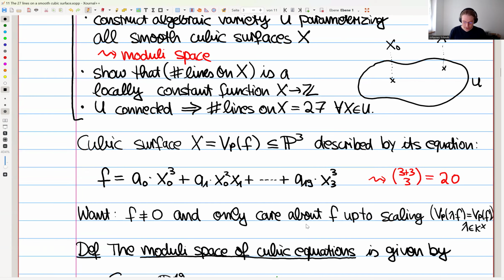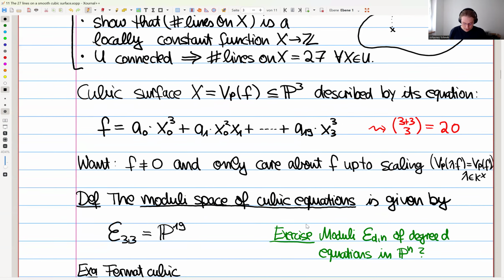So we care about an element in some projective space. And we make this precise by saying that the moduli space of cubic equations inside P3 is given by this E3,3, which is just a copy of P19. So somehow the elements of this P19 give you these homogeneous vectors of coefficients of this equation up to scaling.